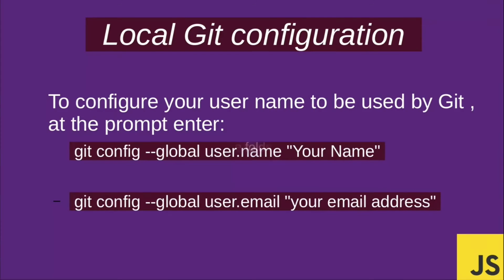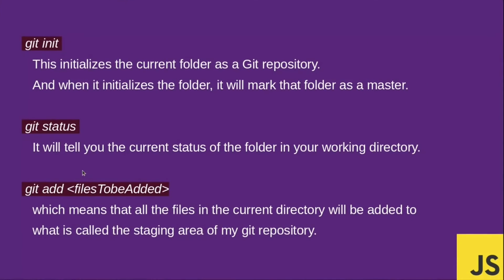Okay, some basic Git commands. So we have git init. This command initializes the current folder as a Git repository, and when it initializes the folder, it will mark that folder as master. Again, don't worry, we are going to discover that in the next tutorial.